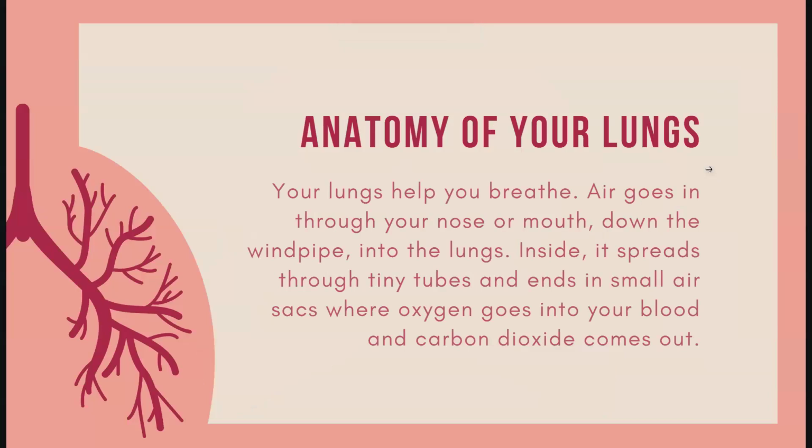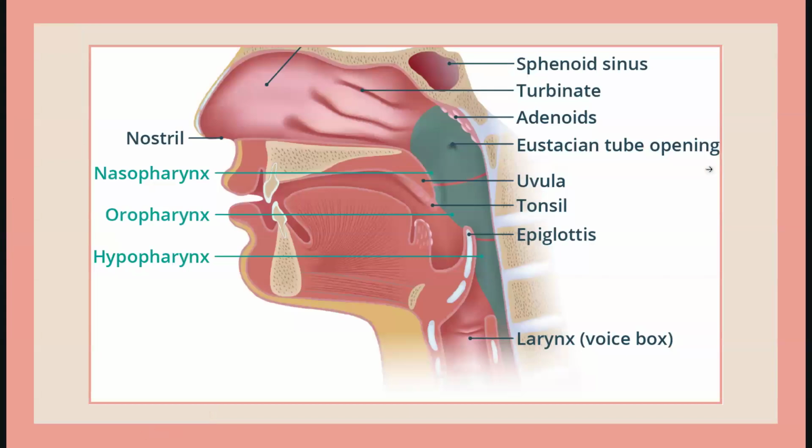Air goes in through your nose or mouth, and your nose and mouth are actually connected. You guys might have heard of this before, but they're connected essentially. Down the windpipe into the lungs, your windpipe, which is called your trachea. And inside it spreads through tiny tubes and ends in air sacs where oxygen goes into the blood and carbon dioxide comes out.